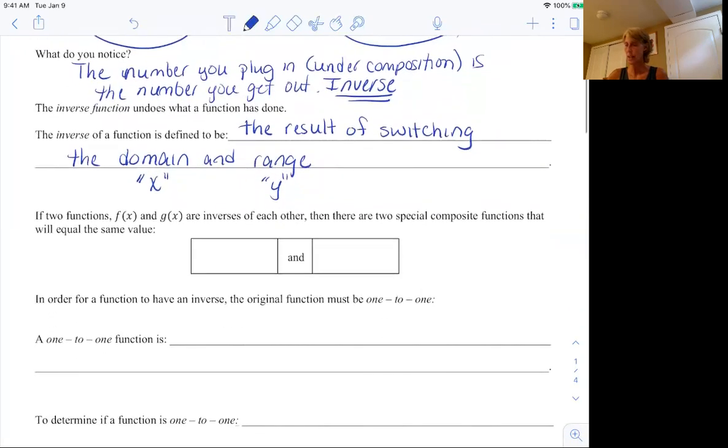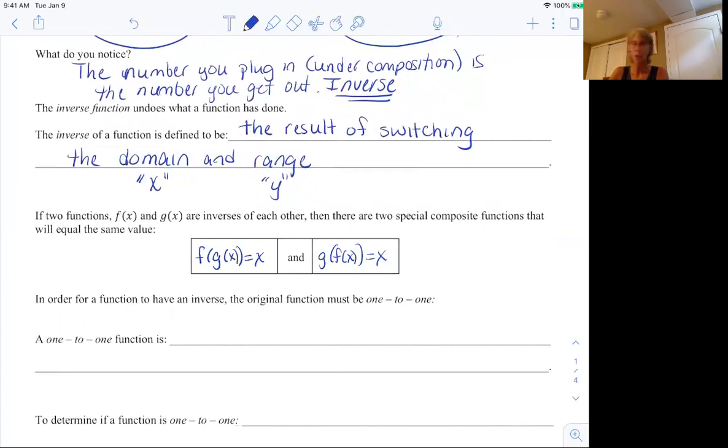If two functions, f of x and g of x, are inverses of each other, then there are two special composite functions that will equal the same value. Okay, we saw in the do now. So we can say f of g of x equals x, and g of f of x equals x. So whatever we plug in is the number that we're getting out.